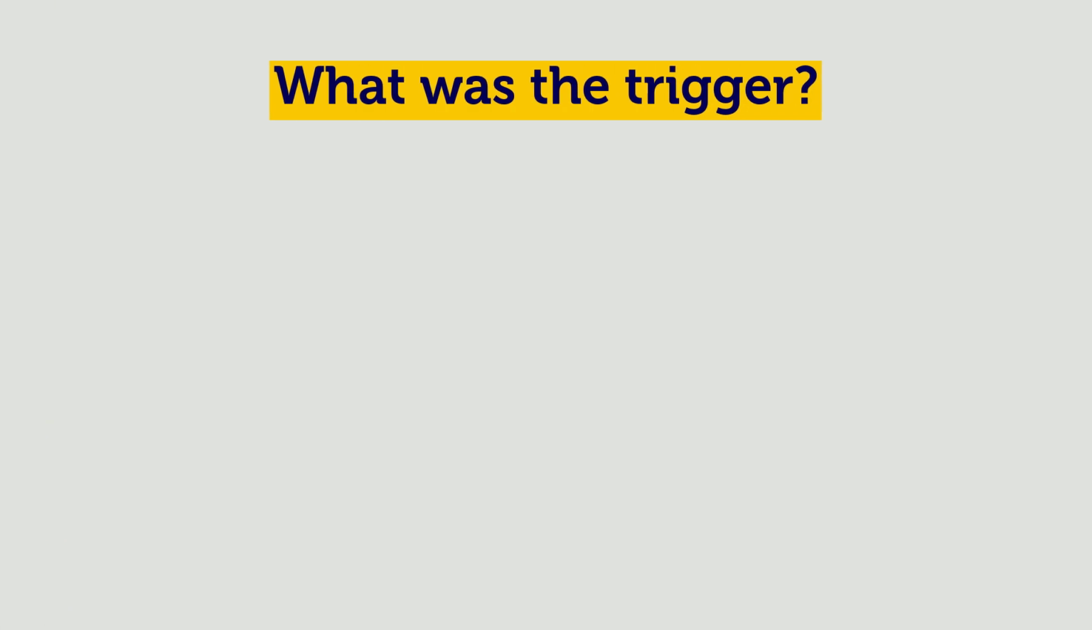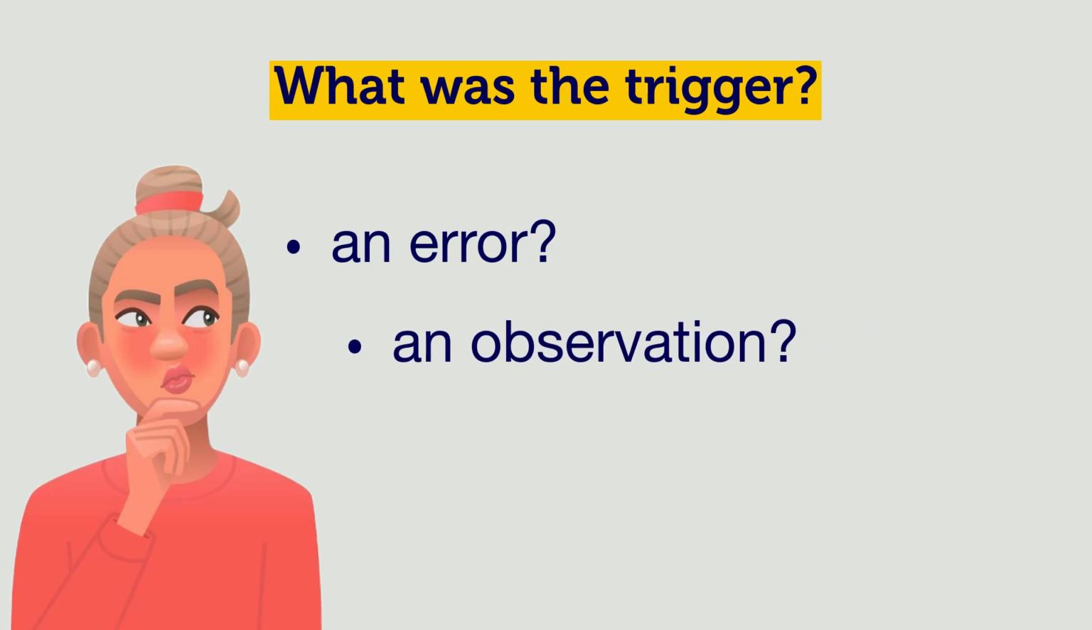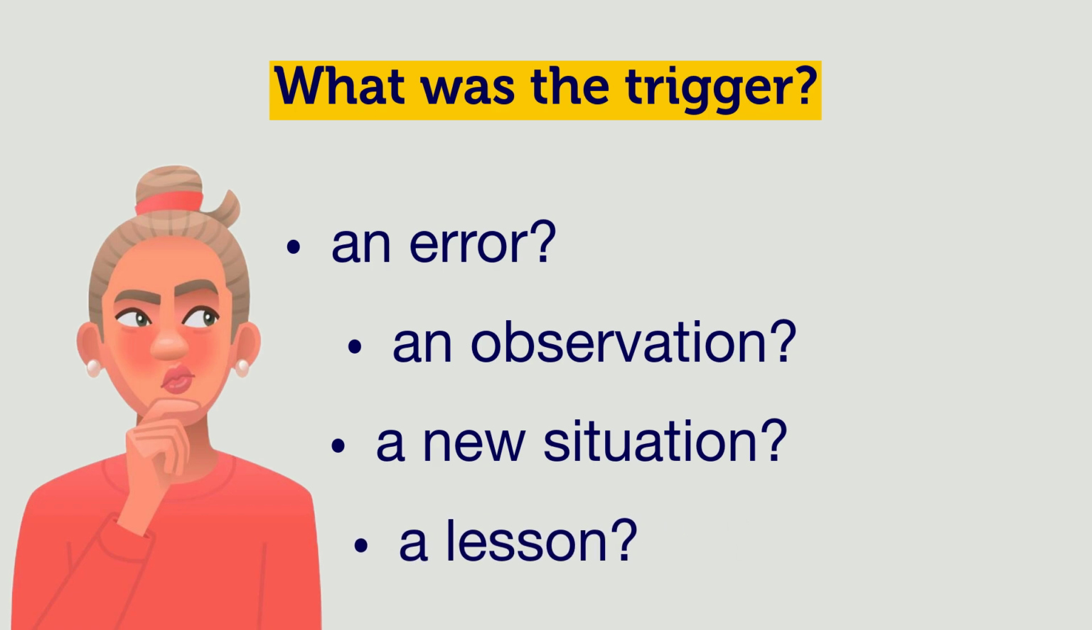Next, we need to say what triggered the insight. For example, what were you doing when the situation, event, or experience occurred? Was it triggered by an error that was made, or by something that you observed? By a situation that you had not encountered before, or possibly by something important that you learnt? All of this information could be useful for your audience.